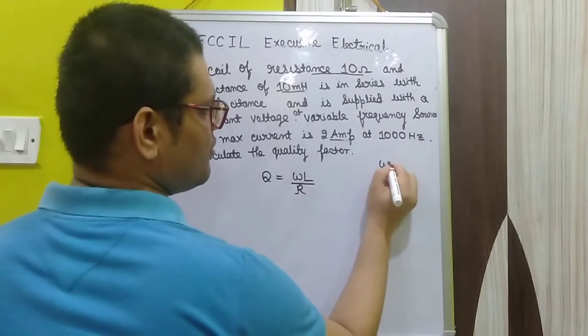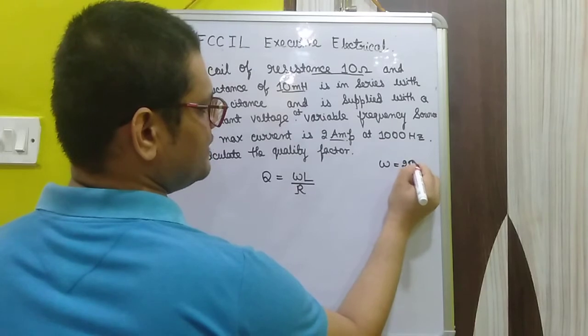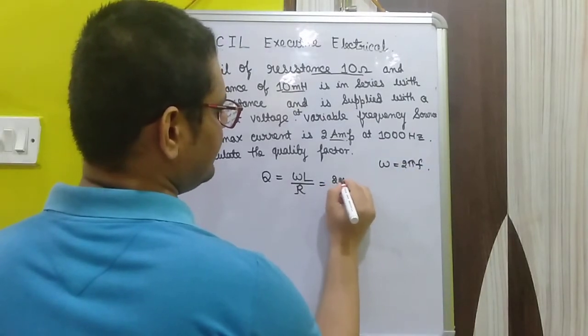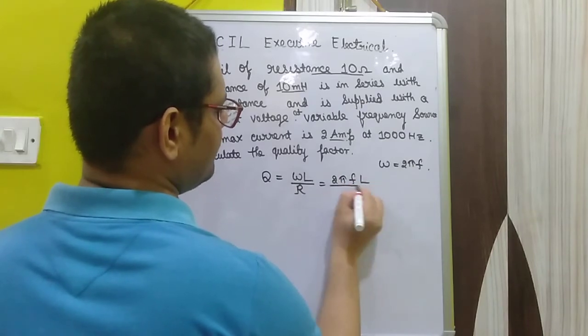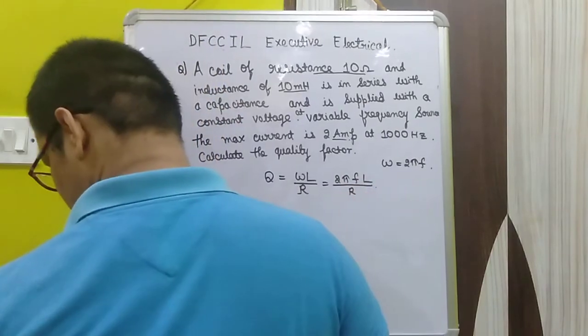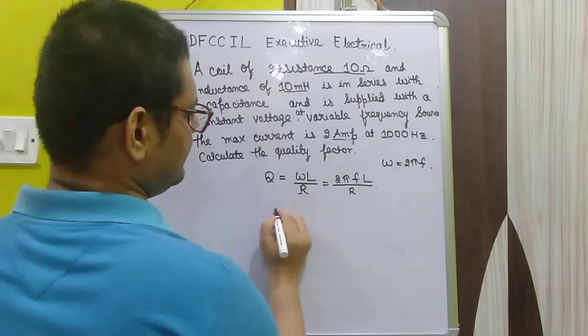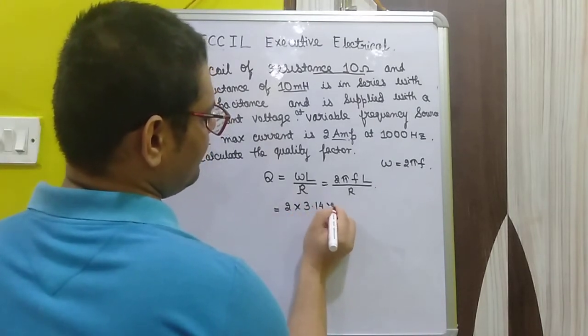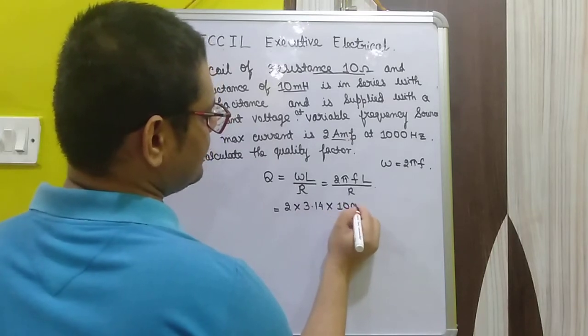And what is the value of omega? Omega is nothing but 2 pi into F. So now we put the value 2 pi F into L divided by R. Putting the values over here: 2 into 3.14, frequency is given as 1000.